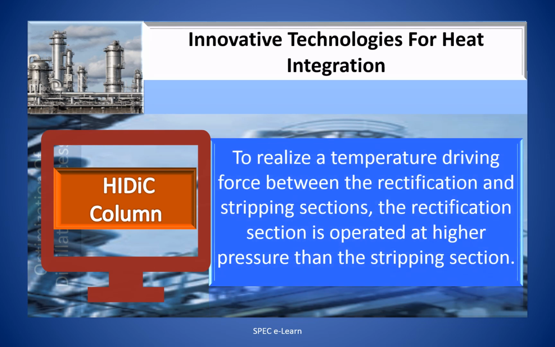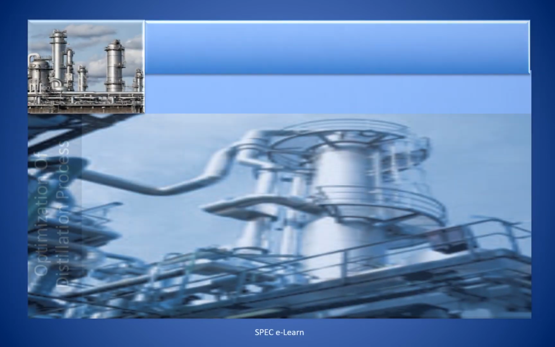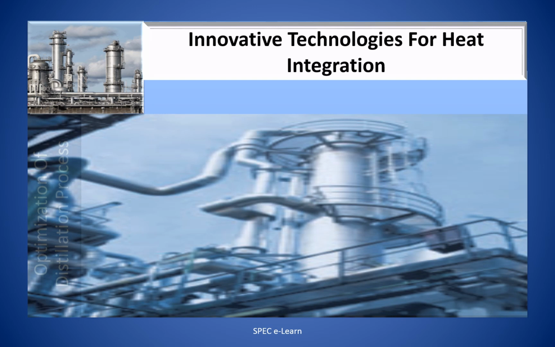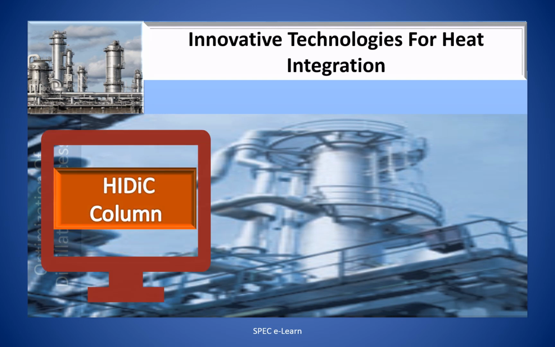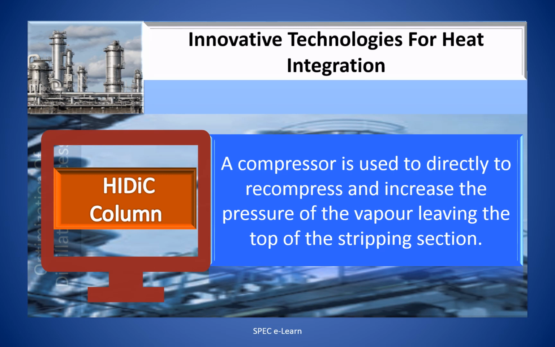To realize the temperature driving force between the rectification and stripping sections, the rectification section is operated at a higher pressure than the stripping section. How do we achieve higher pressure in the rectifying section? A compressor is used to recompress and increase the pressure of the vapor leaving the top of the stripping section.